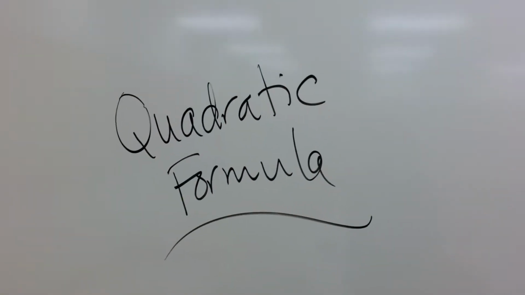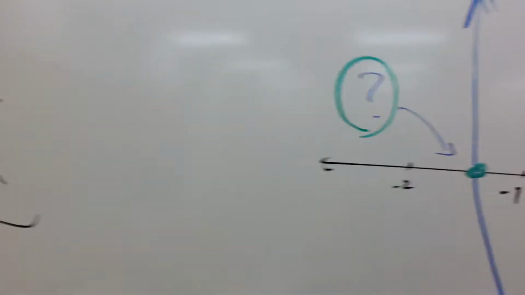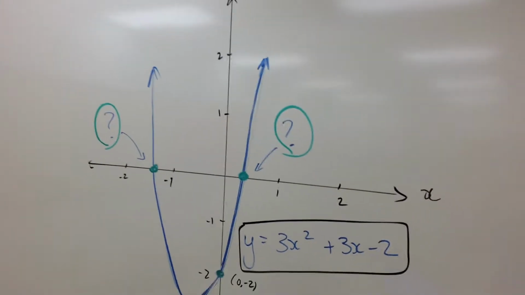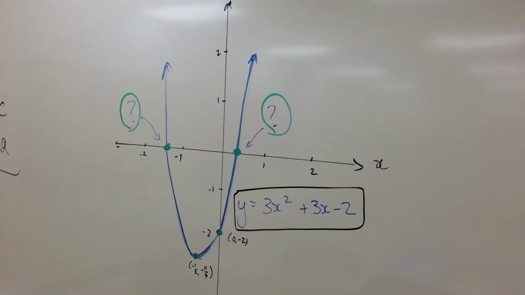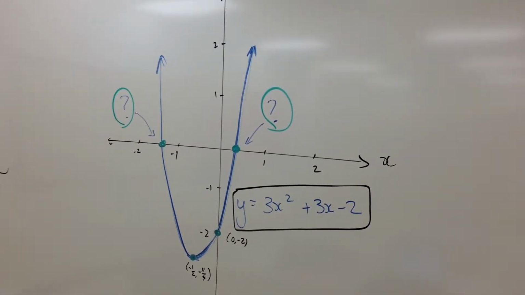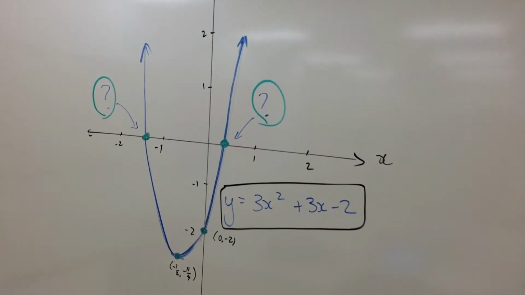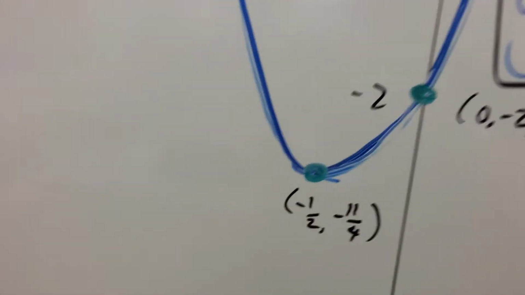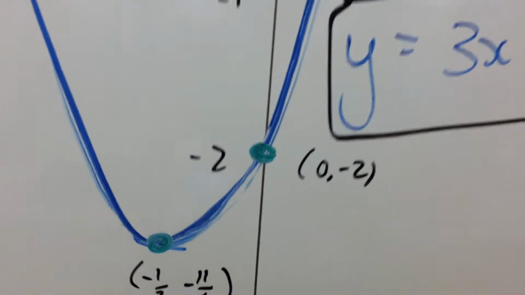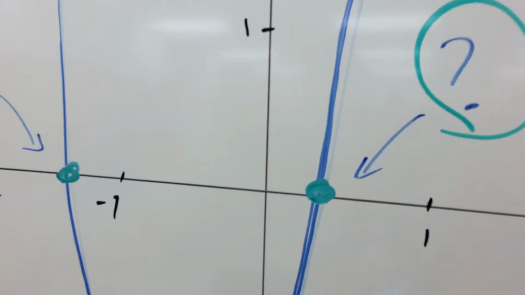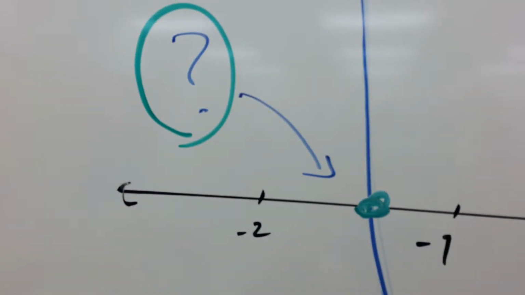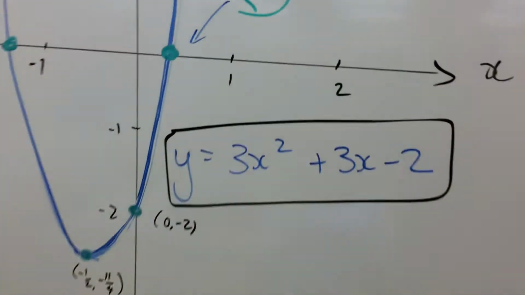Hey everybody, we're starting the quadratic formula and I want to show you quickly why we're doing this. Sometimes you get an equation like this one, y equals 3x squared plus 3x minus 2, that you can't really factor well. You know some stuff, like you can find the vertex or the y-intercept, but when you go to find these nasty points right here, they're kind of hard and you're not able to factor it to find them.